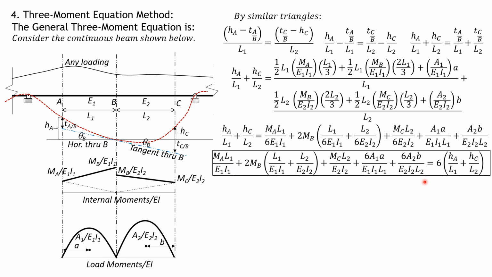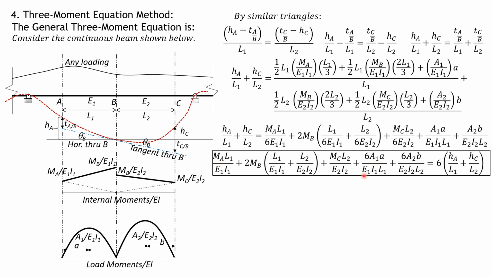So this is the general three moment equation when spans AB and BC have different material characteristics. So remember that area 1 is the area of the moment diagram due to the loading.